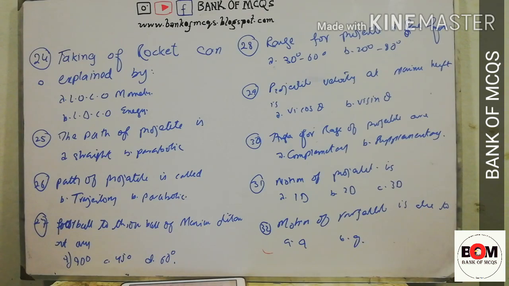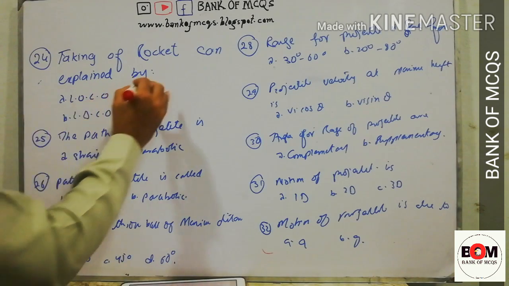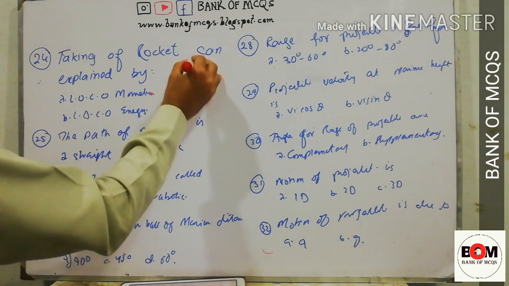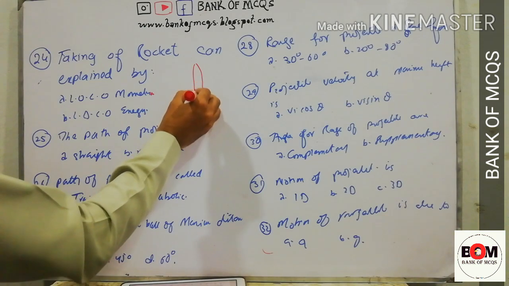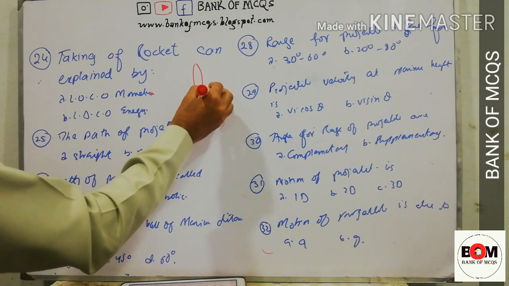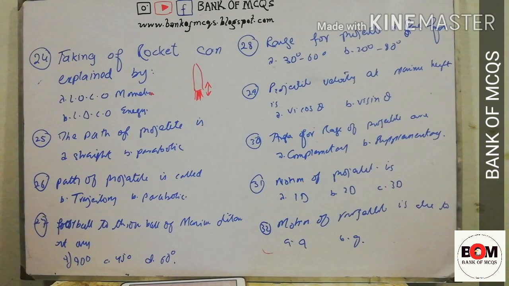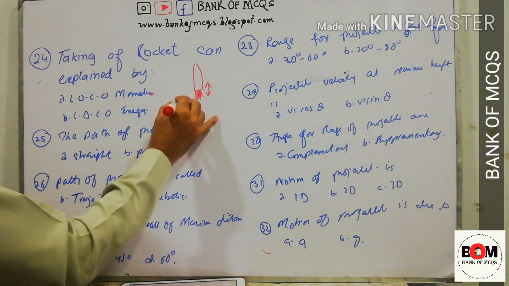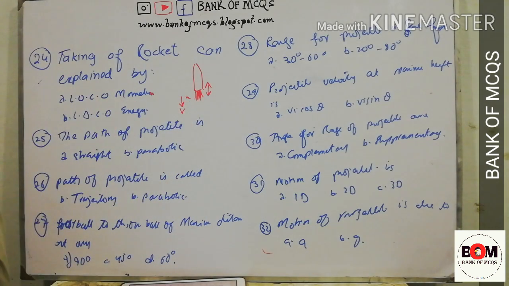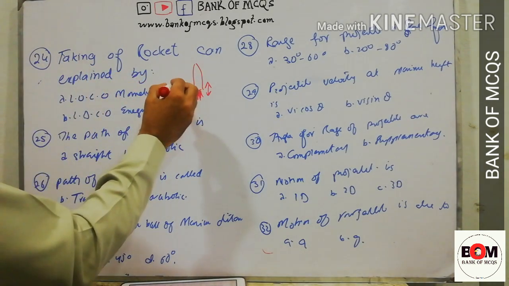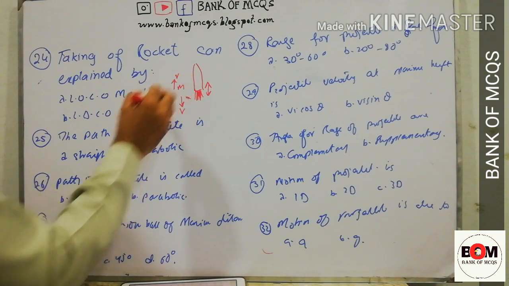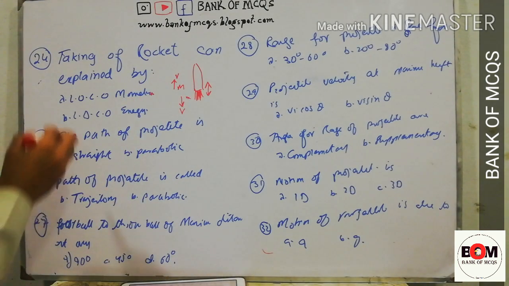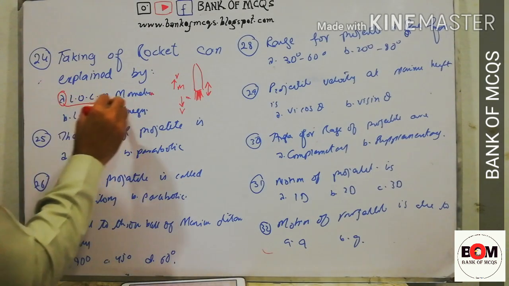MCQ number 24. Taking off of a rocket can be explained by the law of conservation of momentum or the law of conservation of mass. Whenever the rocket bursts or starts flying, it leaves gases at a high velocity. To keep the momentum constant, small masses move with high velocities. So to keep the law of conservation of momentum the same, the huge mass of the rocket starts moving with some velocity. So it is based on the law of conservation of momentum.